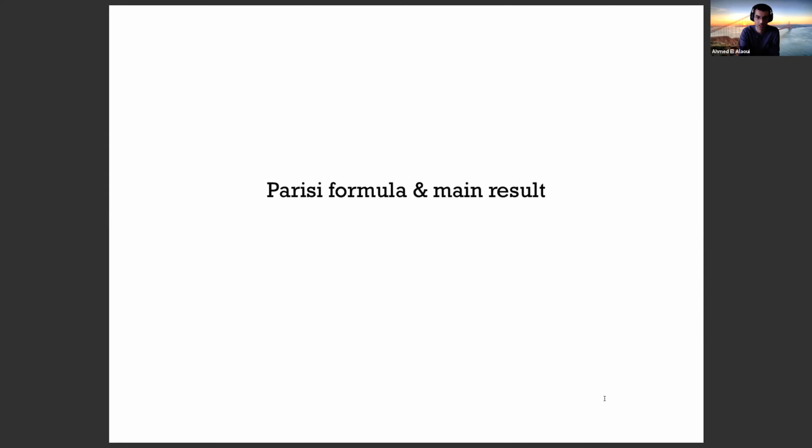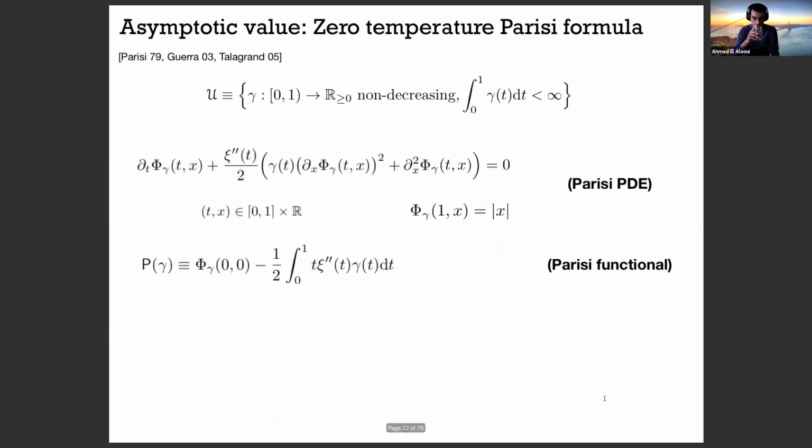Okay, so let me tell you now the details of the results. If you want to optimize this model, you'd better know what you're shooting for, because this is not a convex problem. You don't have a checkable optimality condition that you can just check. So you'd better know the value that you're trying to shoot for. And this is called the Parisi formula for the ground states. Let me explain it.